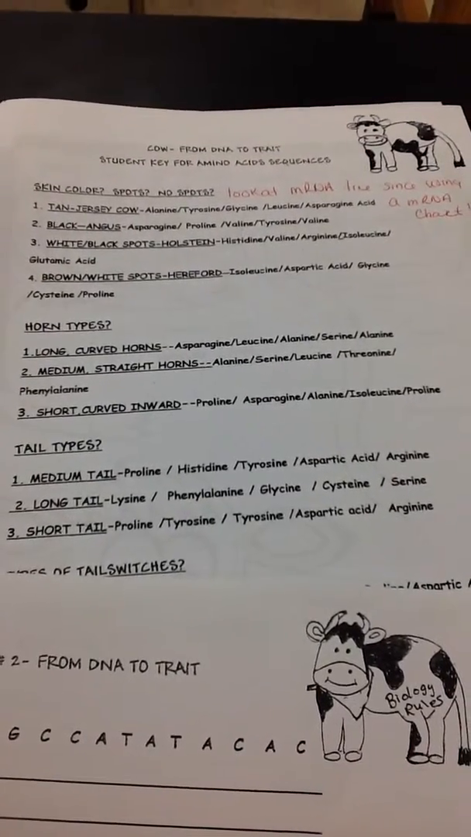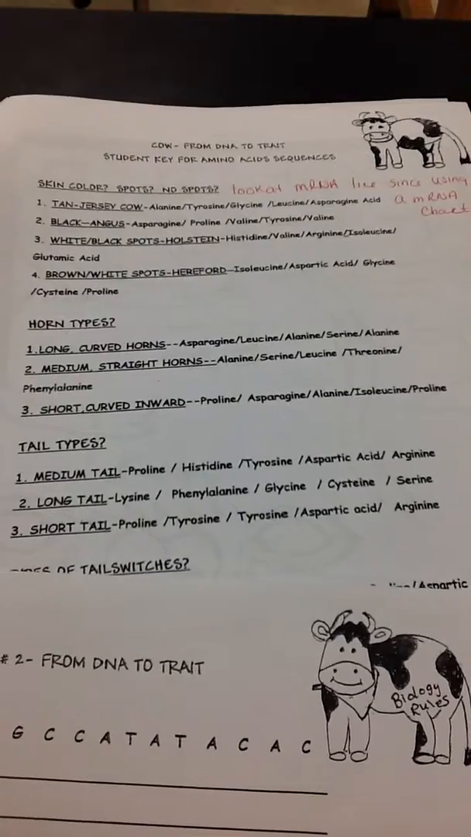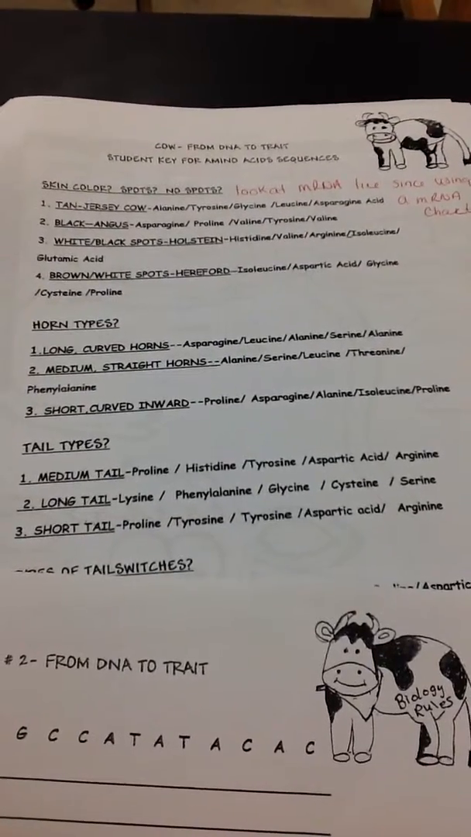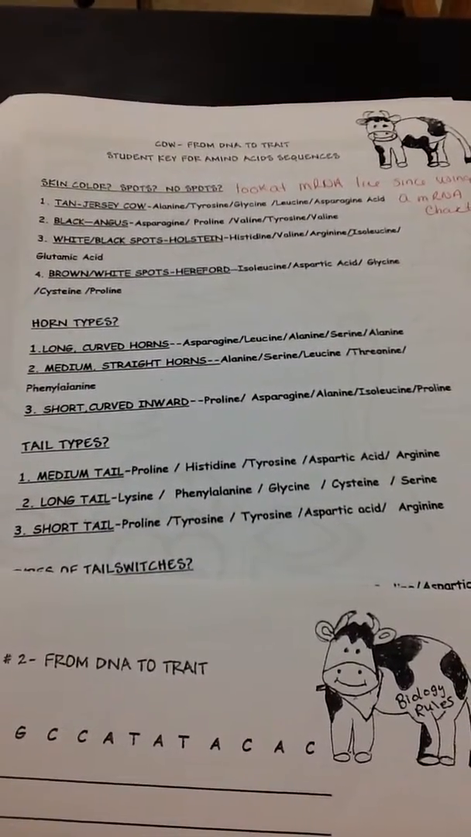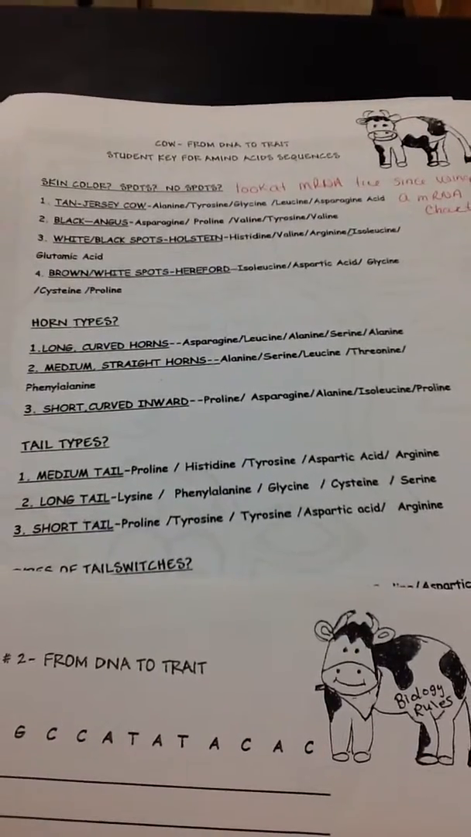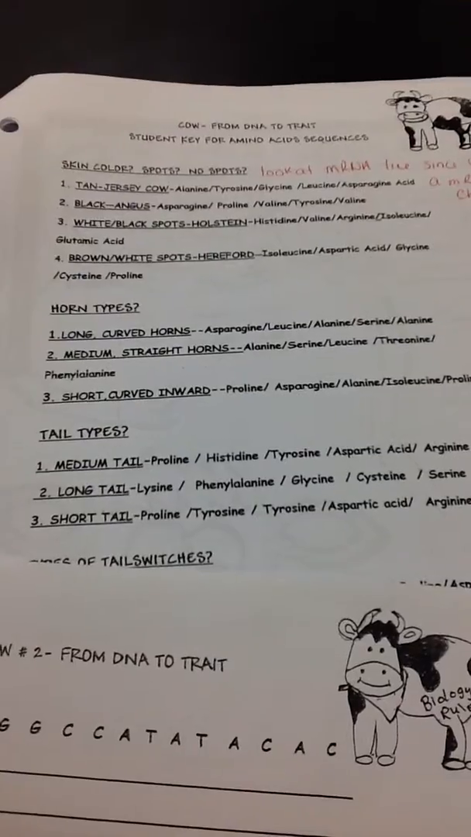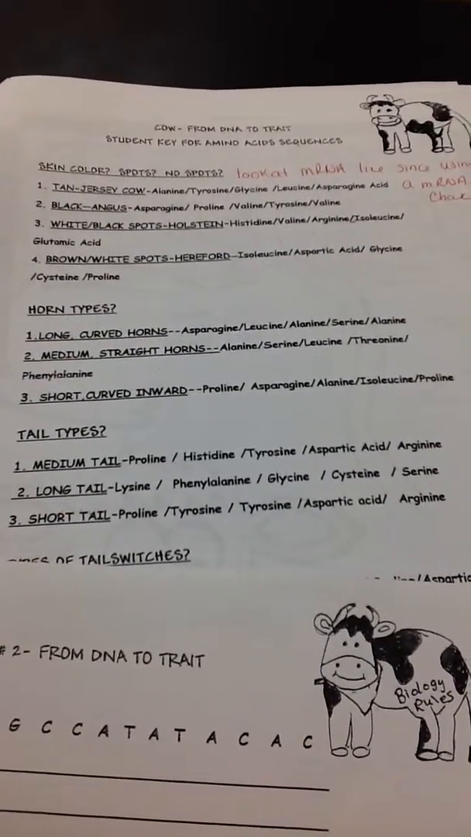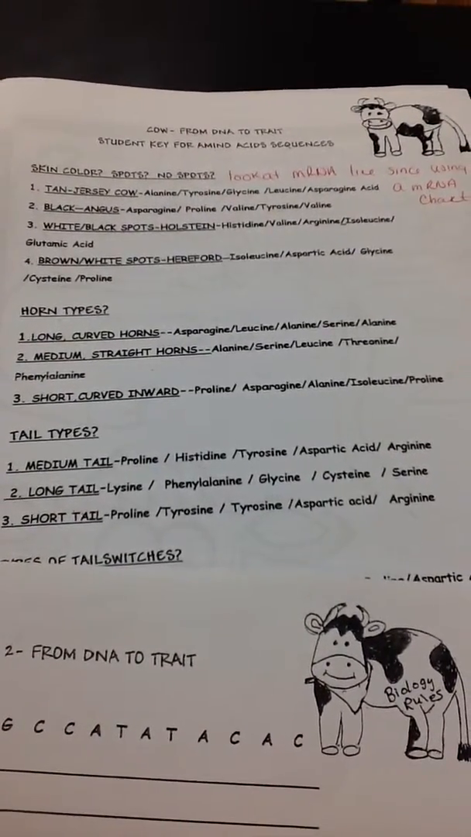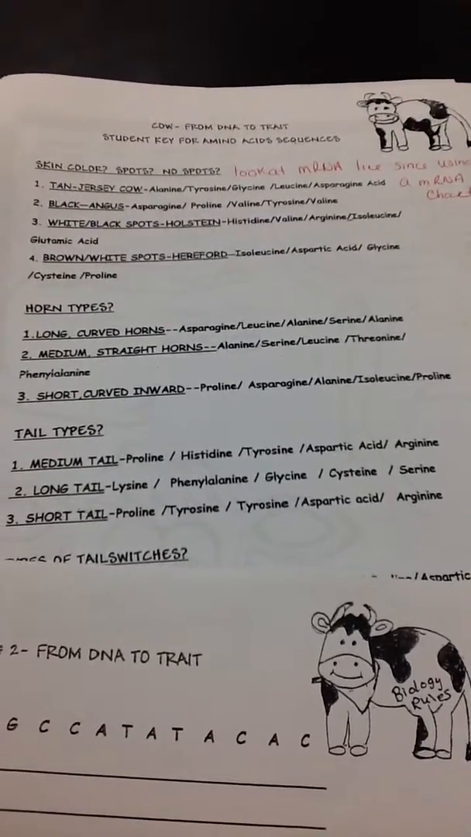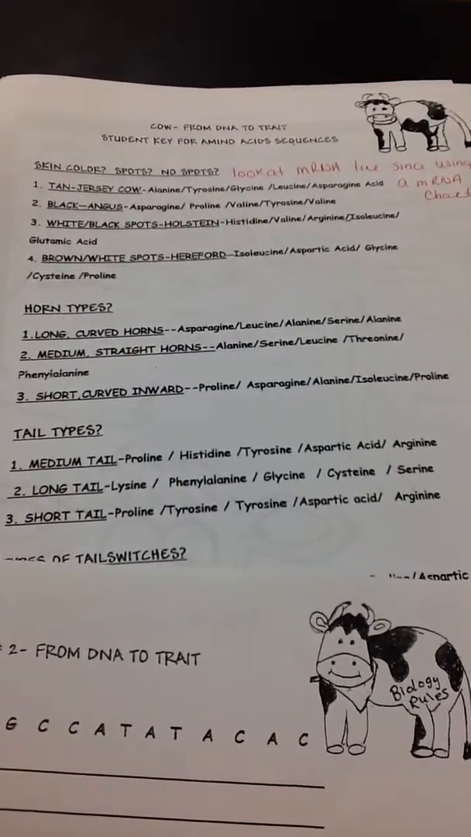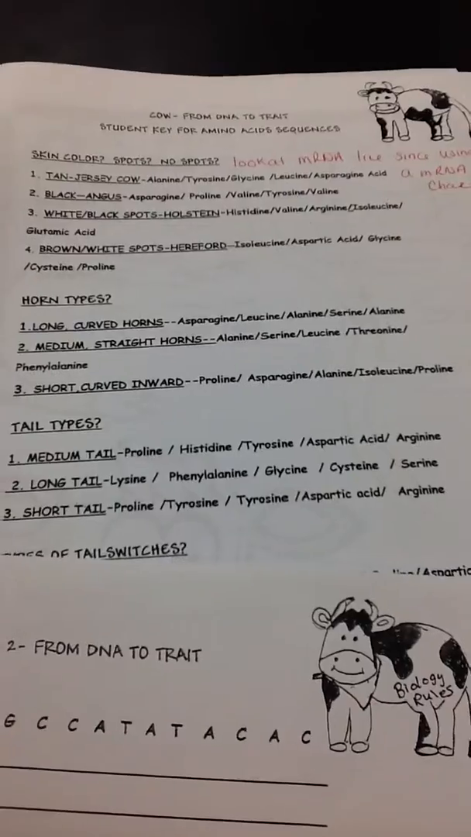Now we have several different types of cows, so each one might be very unique. We have a tan Jersey cow, a black Angus, a white and black spots, brown and white spots. We are also going to look at horn types, and then we're going to look at tail types and the types of tail switches. These things you must have on your cows. If you want to embellish a little bit on your cow, so we're going to put them up on the walls, that's perfectly appropriate. So let's take a look at the worksheet.